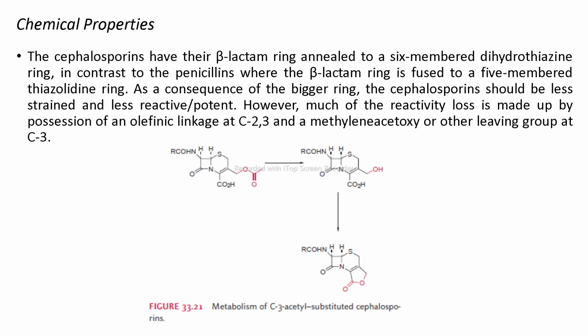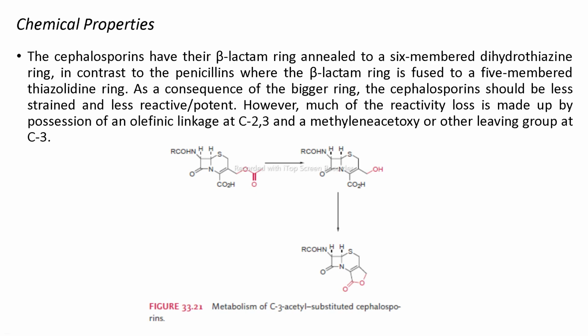Why is it less potent? Because of the presence of the bigger structure. If the structure is bigger, then it does not fit properly to the enzyme or to the receptor, which shows the bactericidal action. However, much of the reactivity loss is made up by the position of the olefinic linkage at carbon number 2 and 3 and the methylene acetoxy group, or any other leaving group at the C3 position.